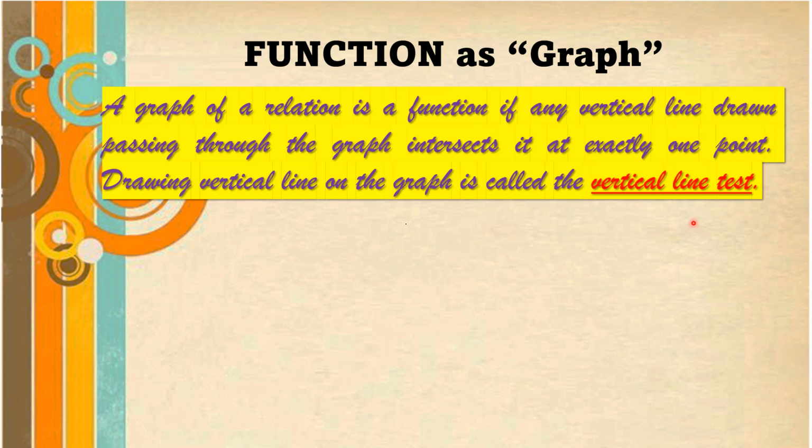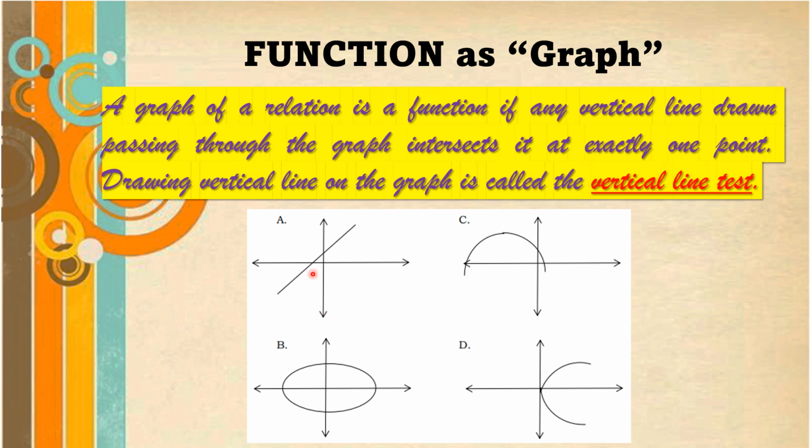So I have here sets of graphs. When we draw a vertical line on graph A, it only intersects one point of the graph. Therefore, this graph is a function. Graph B, when we draw a vertical line, it intersects 2 points on the graph. Therefore, this is not a function.